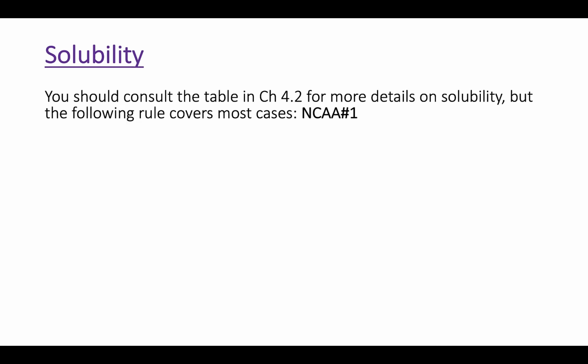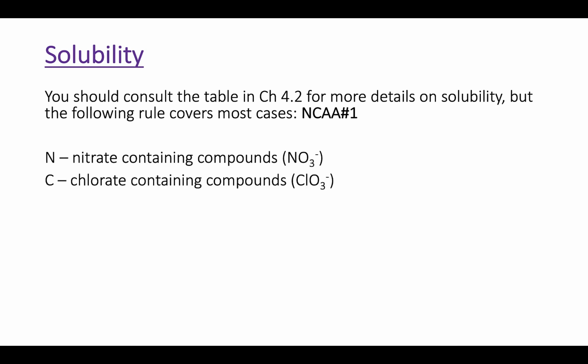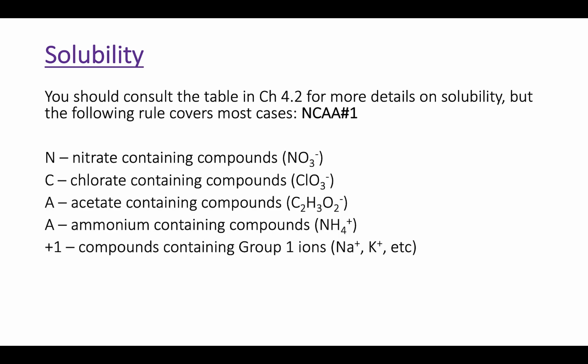Definitely make sure you consult that table for details on solubility, but as far as just a good estimation in your head, as well as some known chemicals that are always going to be soluble, we can use the rule NCAA number 1. So N is nitrate, C is chlorate, A is acetate, the second A is ammonium, and the number 1 means group 1 metals, right? Compounds containing group 1 metals. So basically, if we have any ionic compound containing one of these things on NCAA number 1, then we're going to be soluble, right?